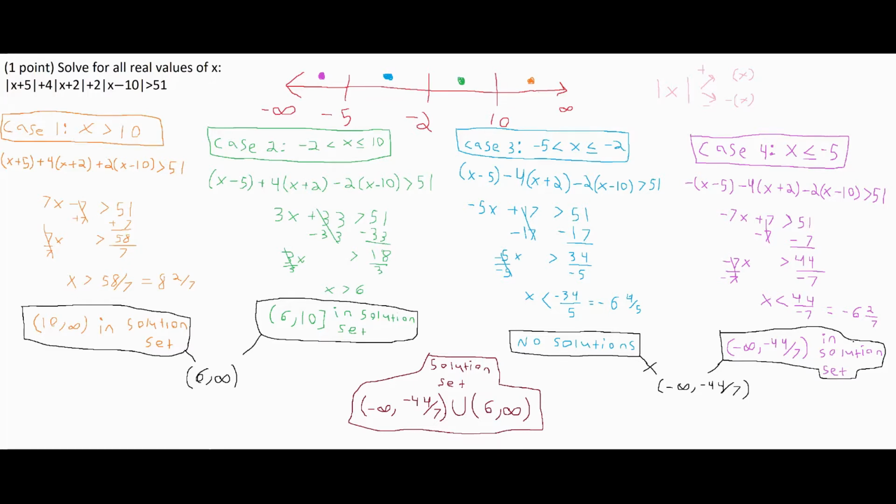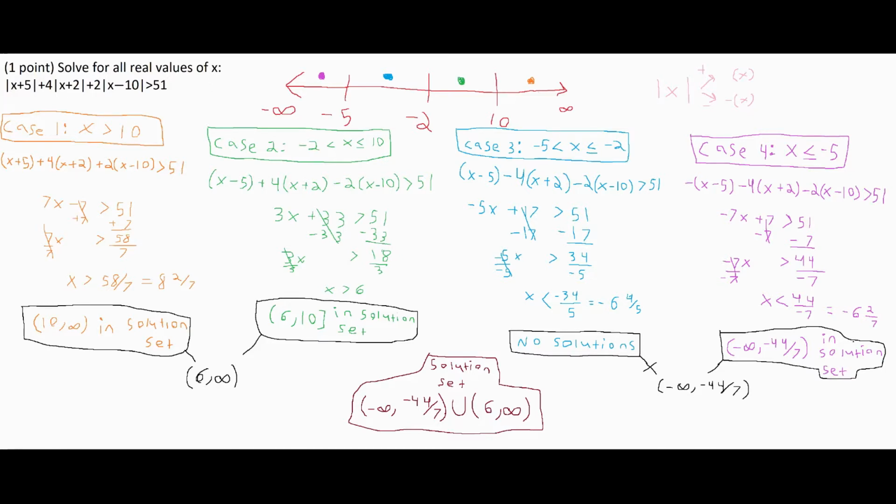Case 3 is negative 5 is less than x is less than or equal to negative 2. Now, on this interval, x plus 2 would become negative, just like how x minus 10 became negative, and x minus 10 would still become negative, because if you plugged in any of the intervals into x minus 10, it would still be negative. So we have x minus 5 minus 4 times x plus 2 minus 2 times x minus 10 is greater than 51.